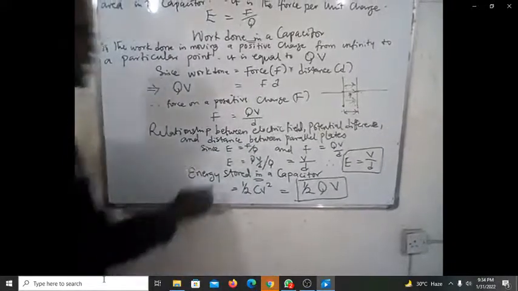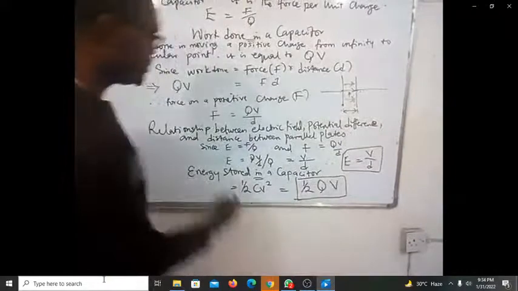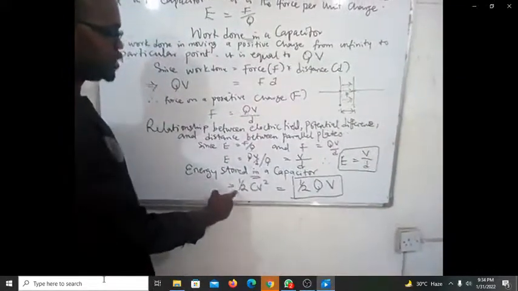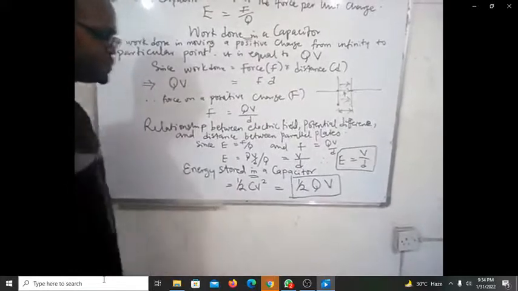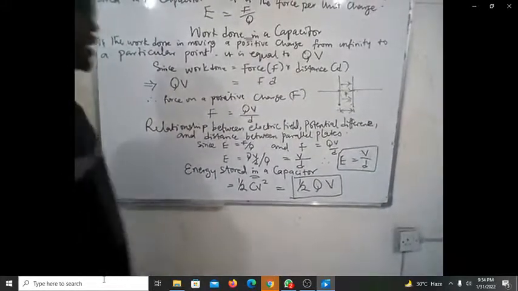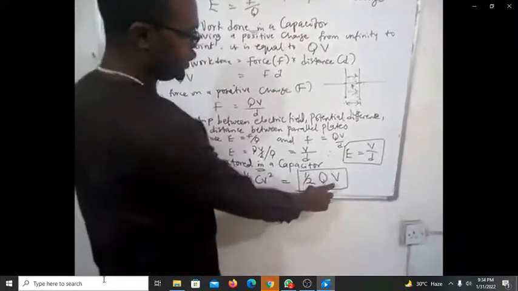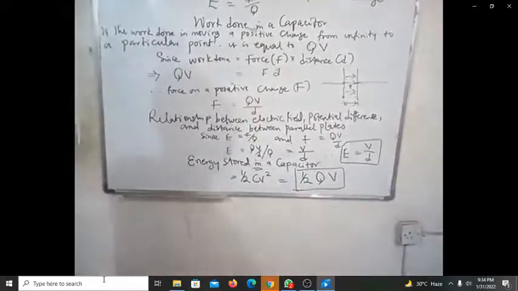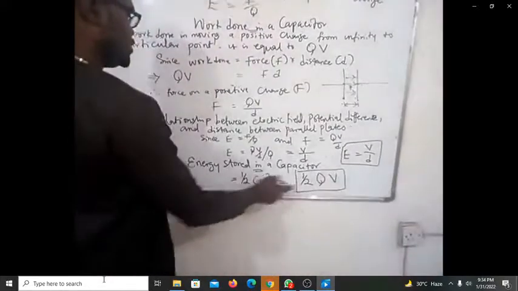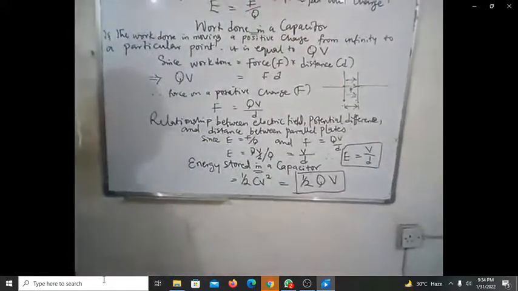And finally, we look at the energy stored in a capacitor. How do we calculate the energy stored in a capacitor? Energy stored in a capacitor is simply equal to 1 over 2 CV squared. Very, very important formula. If we don't want to use 1 over 2 CV squared, we can use 1 over 2 QV. You can use either of these equations to calculate the energy stored in a capacitor, which we are going to be doing in subsequent classes.